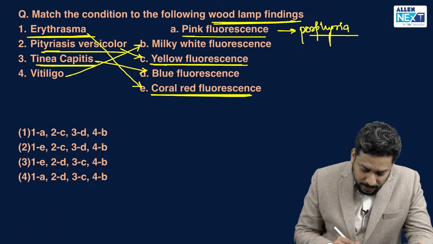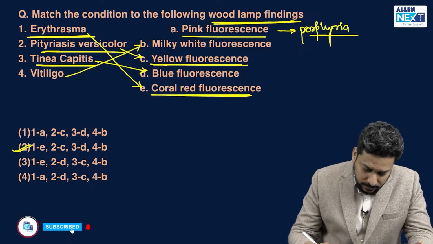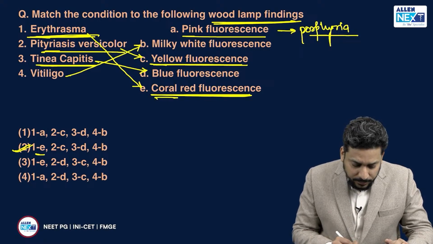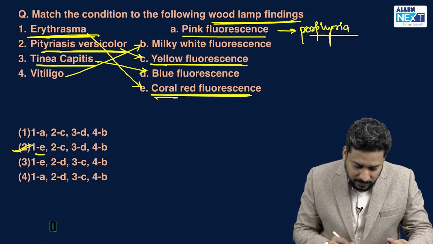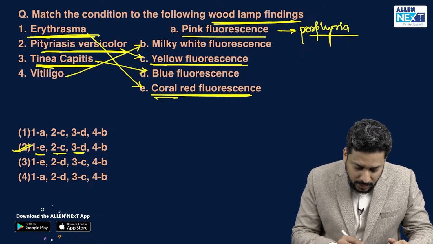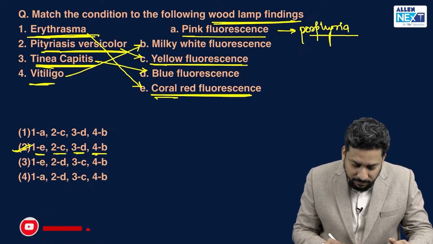So the correct answer becomes second. So first erythrasma, that is coral red. Then second pityriasis versicolor, that is yellow fluorescence. Then tinea capitis, blue fluorescence, and vitiligo, that is milky white fluorescence.